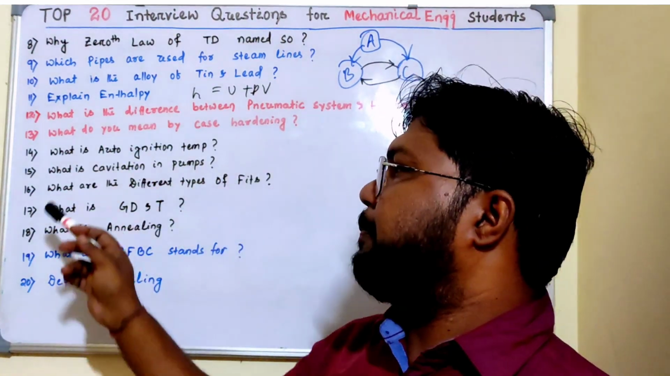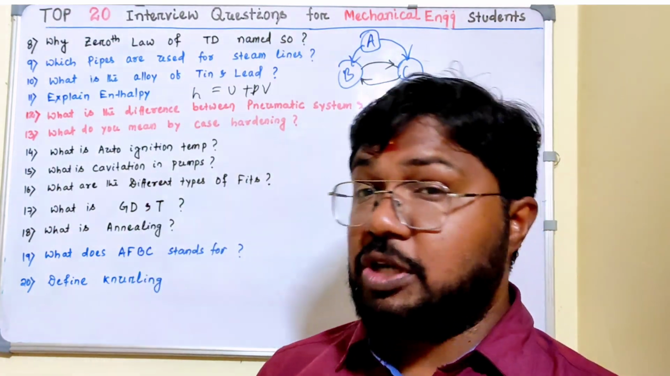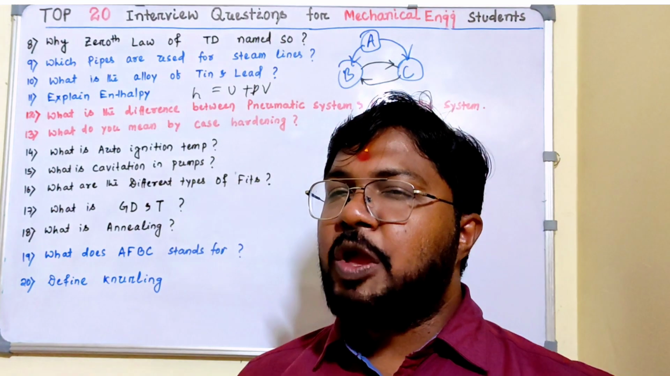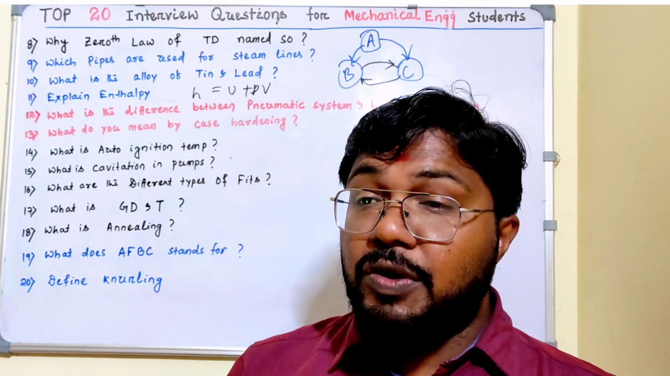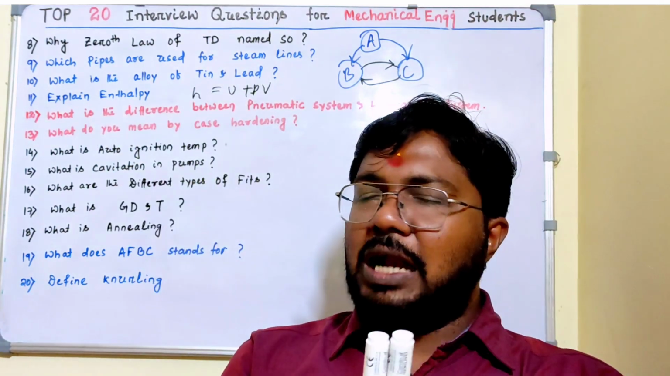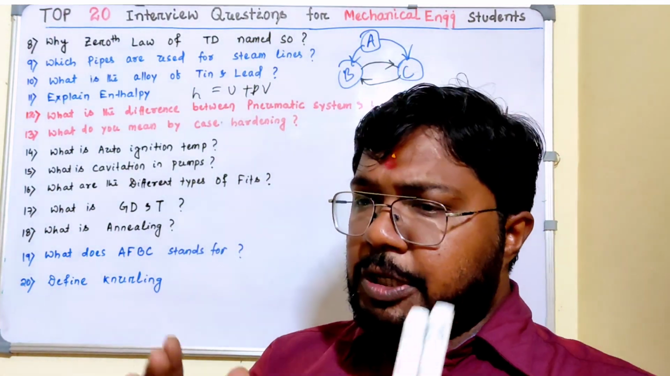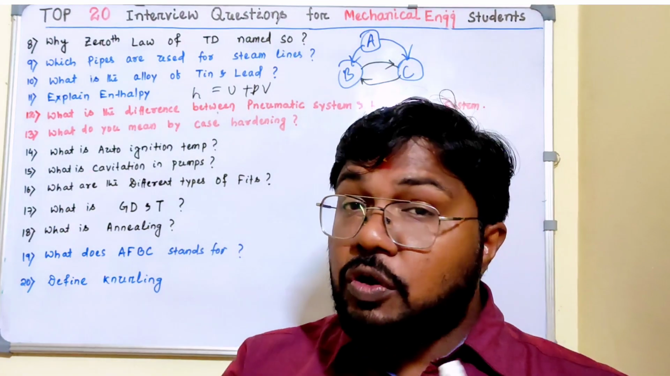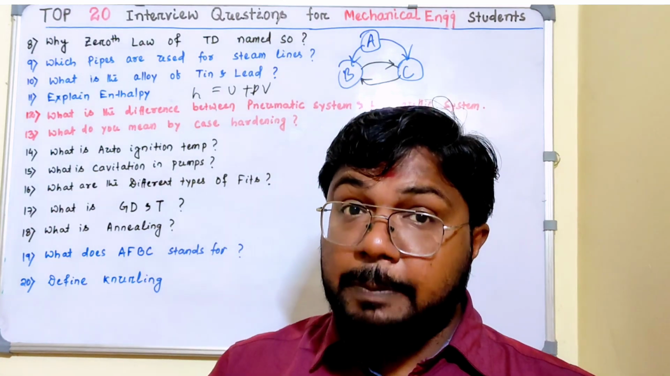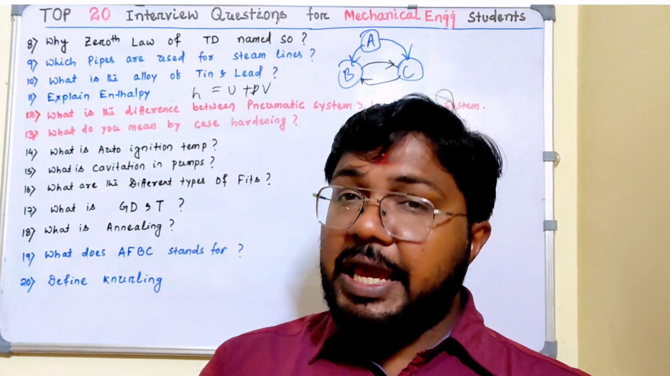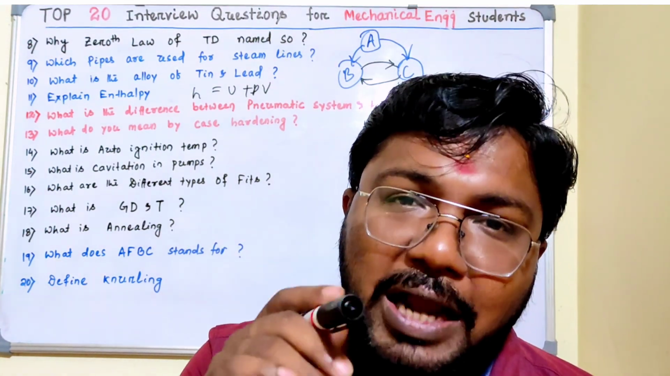What is auto ignition temperature? The question number 14. Auto ignition temperature, this question is coming from IC engine, internal combustion engine. Auto ignition temperature is the lowest temperature at which the fluid is spontaneously burned at atmospheric pressure. And you know that in case of petrol and diesel, which auto ignition temperature is more? Petrol has the higher auto ignition temperature, so in case of a petrol engine we are using an external ignition system, that is the spark plug.